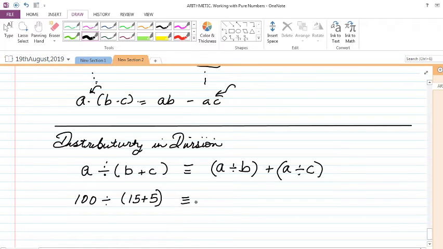Right, so we're asking ourselves, 100 divided by 15. 100 divided by 5. Well, 100 divided by 15, we'll come down to 5 into 15, 3, 5 into 100, 20. There's 6 and 2/3.